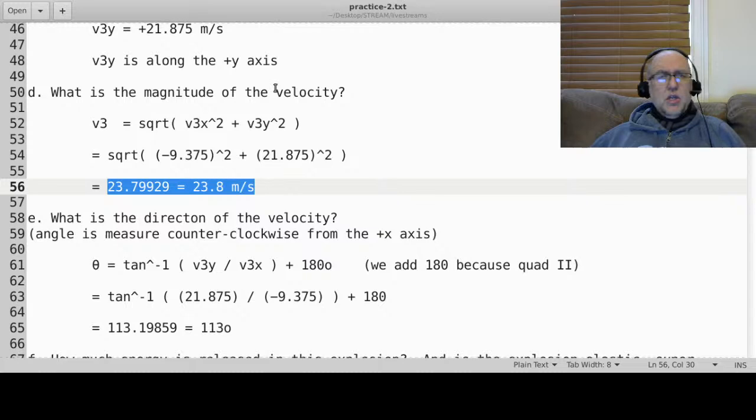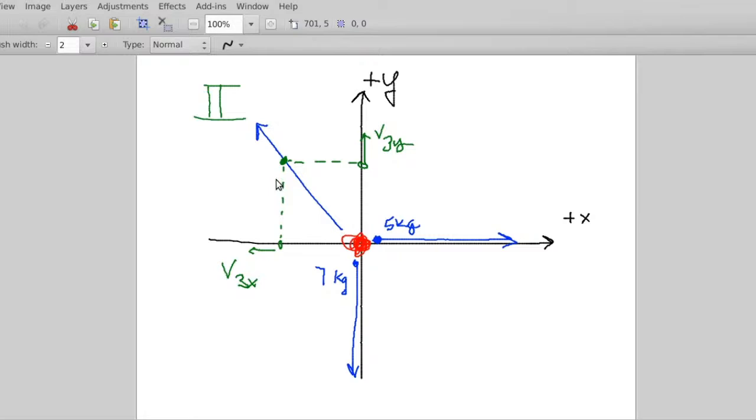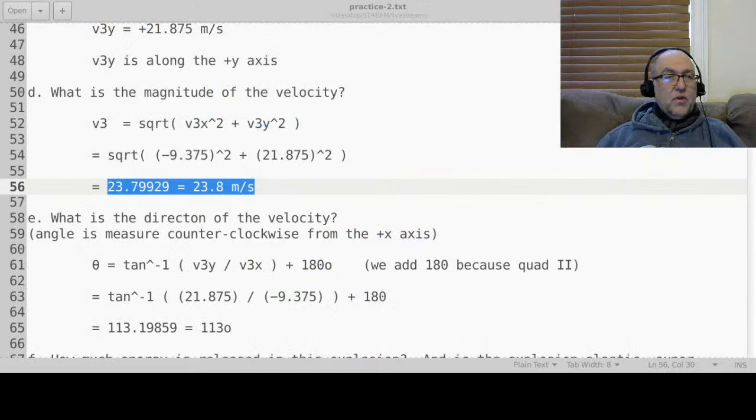So back to the diagram so that you don't confuse the components. How fast is it moving along that blue line? That would be 23.8 meters per second. The components are, if you're at some point along the blue vector and you project over to the y-axis, then the speed of that shadow, that projection along the y-axis, is V3y. You do the same thing along the x-axis: V3x is the velocity of the shadow, or the projection, along the x-axis. And there it is, there's the velocity.